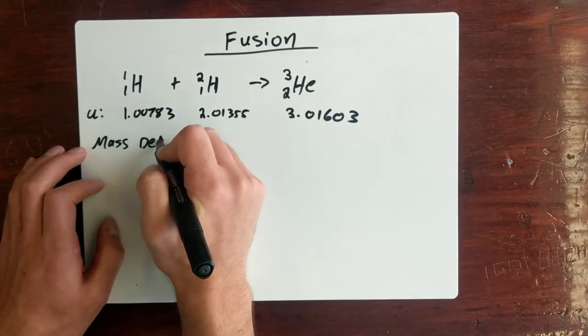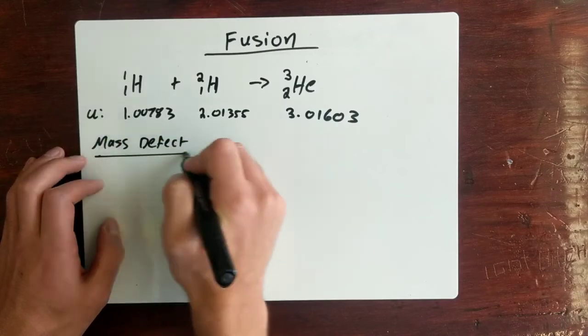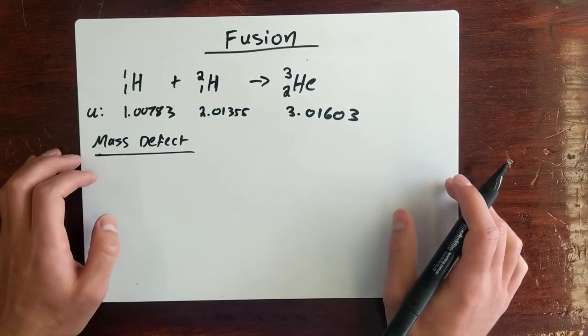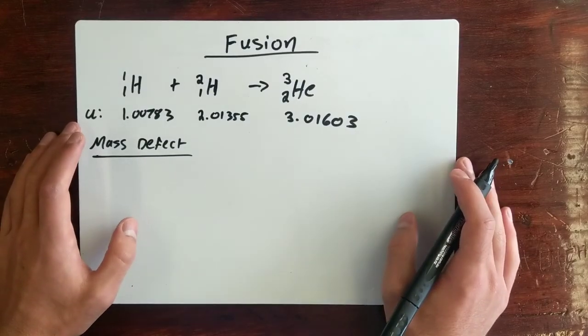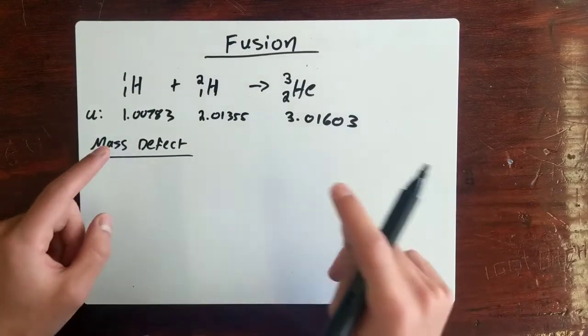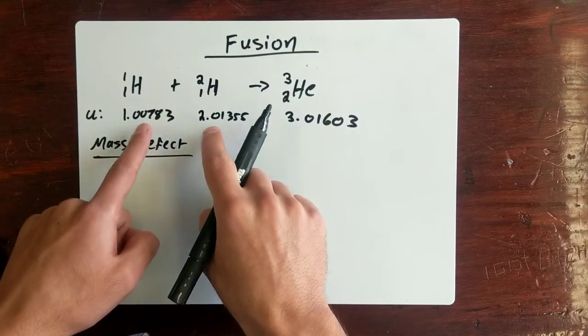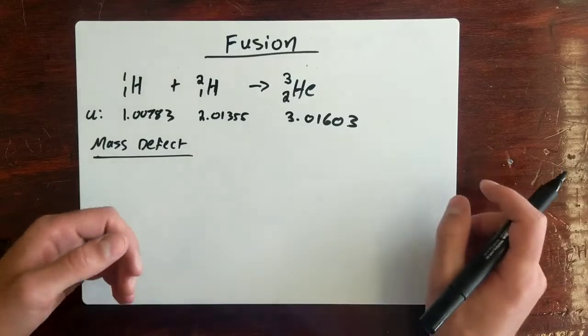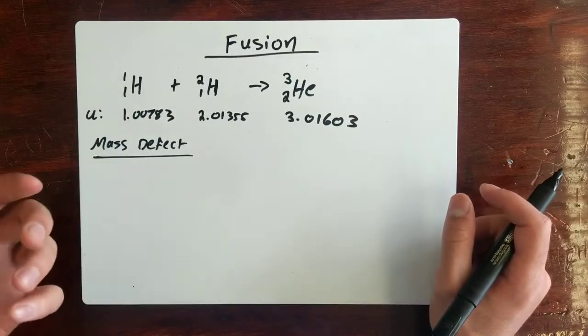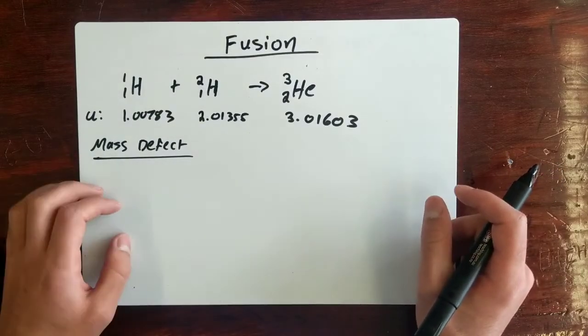So what we need to do here is calculate the mass defect. This is exactly the same as the examples that I went through in the last couple of videos. The mass defect is going to be, when these two smaller nuclides fuse together to form this larger one, some of that mass will be lost and turned into energy. Let's calculate how much of that mass is lost.